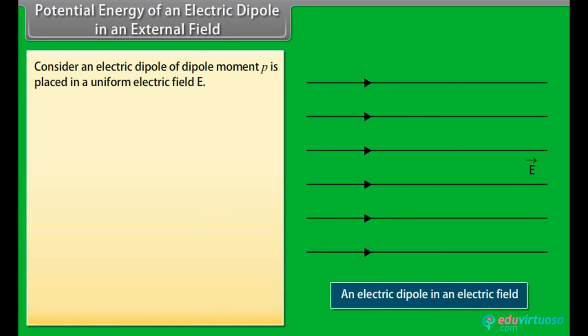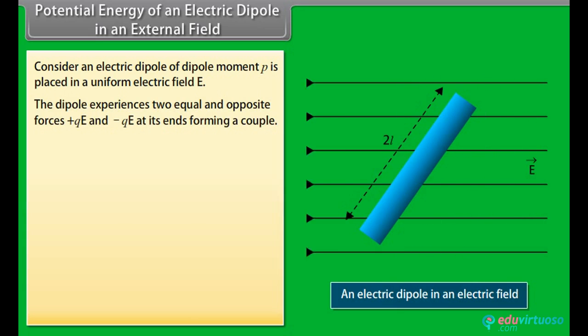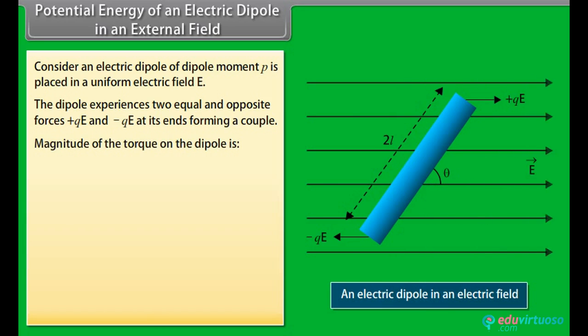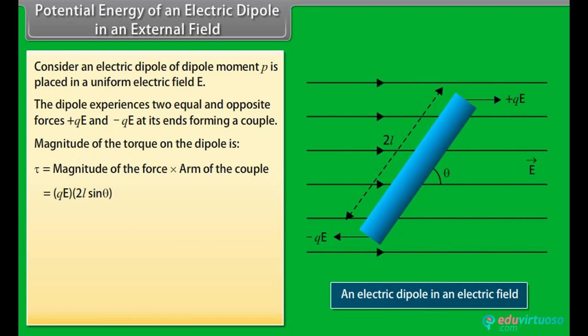Consider an electric dipole of dipole moment P placed in a uniform electric field E. The dipole experiences 2 equal and opposite forces, plus QE and minus QE, at its ends, forming a couple. Magnitude of the torque on the dipole is equal to magnitude of the force into arm of the couple. Tau is equal to QE into 2L sin theta, which is equal to PE sin theta.